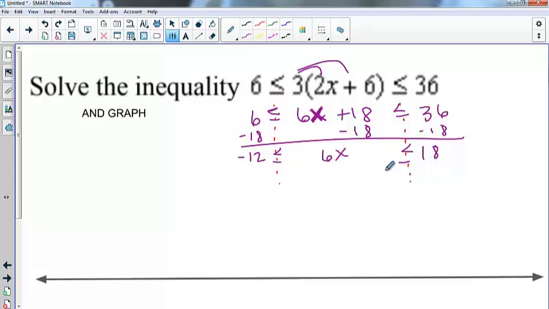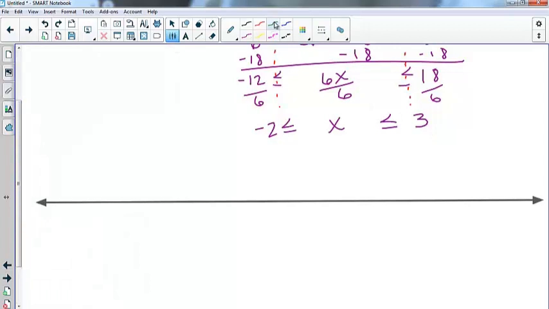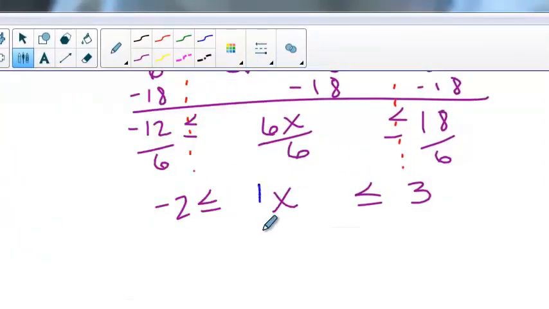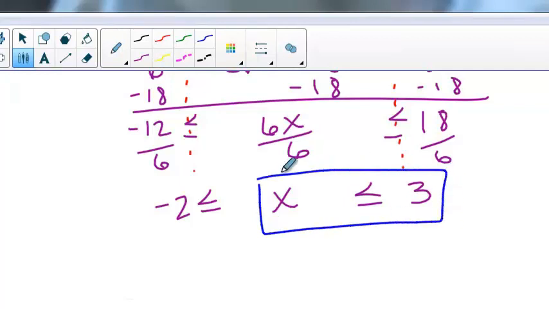You divide by 6 on both sides. So I have negative 12 divided by 6 is negative 2, which is less than or equal to x, which is less than or equal to 3. Okay, so now whenever I graph this, I have two things I'm really graphing. I have this one, which is the easy thing to see because it's in the right order already. And then I have this one.